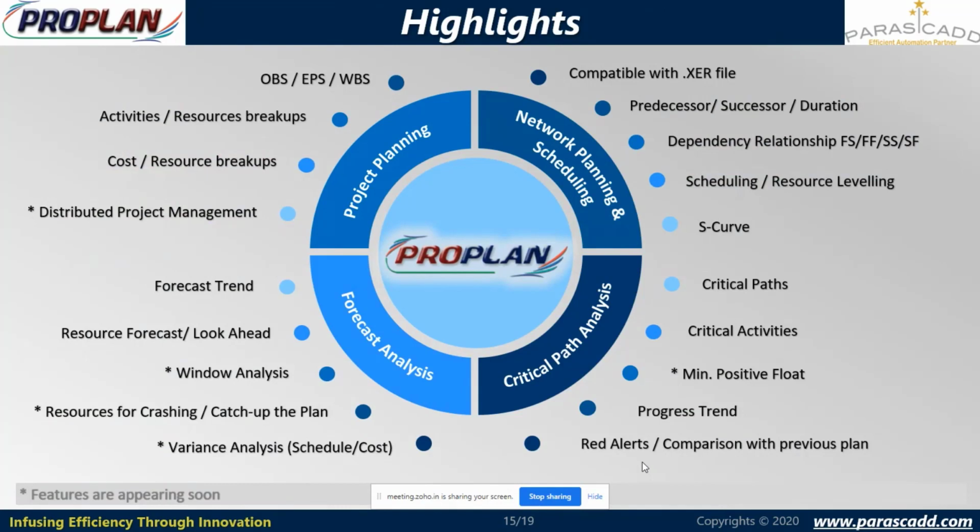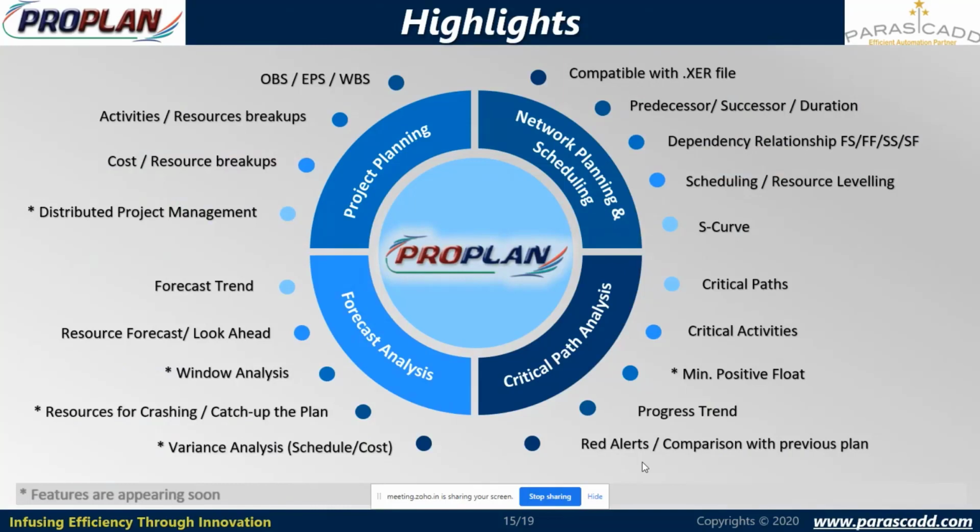Then we can generate a forecast trend, or various forecast trends are available. There is forecast 1, 2, 3, and we can download it in a PDF. Then the resource forecast look ahead reports can also be downloaded. That is daily, weekly, and monthly look ahead reports which can be downloaded through the system.